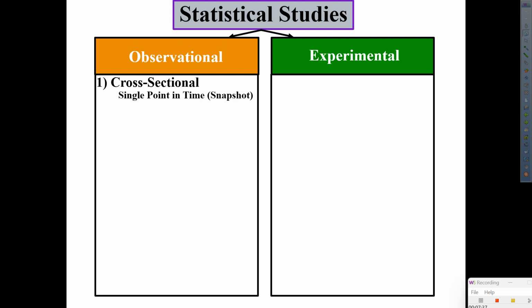you know what I'm saying? So if I wanted to go do a snapshot study, I would go to that specific time and do a study. That's what we call cross-sectional, okay? Next, the other one is called retrospective.